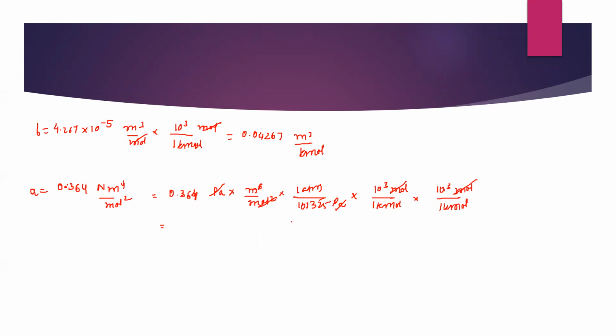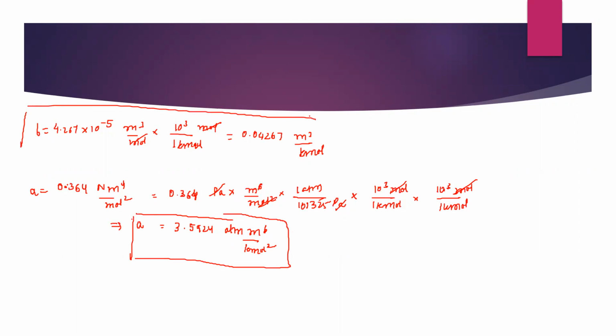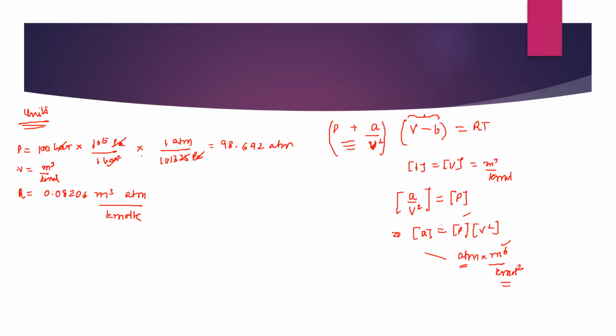So A we are going to get as 3.5924 atm meter to the power 6 per kilomole square. All right, this is the value of A that we are going to get. So we have got A and B in the desired units. We have decided the units we are going to use for pressure and volume. And we have also decided the value of R that has to be used. So now we'll move on to solve our question.